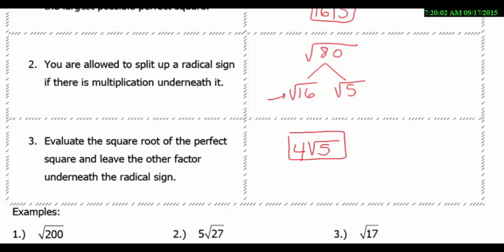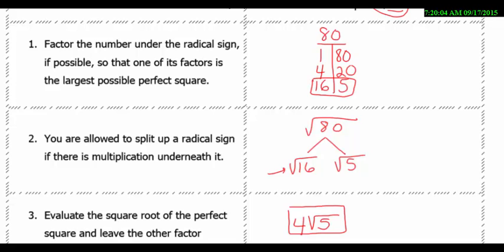So let's look at something real quick. Let's say that on accident you used 4 and 20 instead of using 16 and 5. So you didn't pick the largest perfect square. And so what we would have is the square root of 80. And then you would use, instead of square root of 16 and square root of 5, the square root of 4 and the square root of 20. Now when you take the square root, you don't need the square root sign anymore, and so you would have the square root of 4, which is 2, and you would have 2 radical 20.